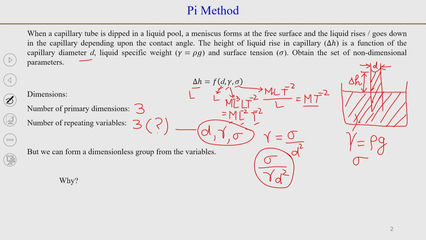Let us revisit the pi theorem. The problem lies here. If we look at the dimensions of sigma, which is M T to the power minus 2, and the dimensions of gamma, which is M L to the power minus 2 T to the power minus 2, the dimensions of M and T are the same in both cases. M to the power 1, T to the power minus 2, and M to the power 1, T to the power minus 2. So, they are going to be the same. So, that will not help.